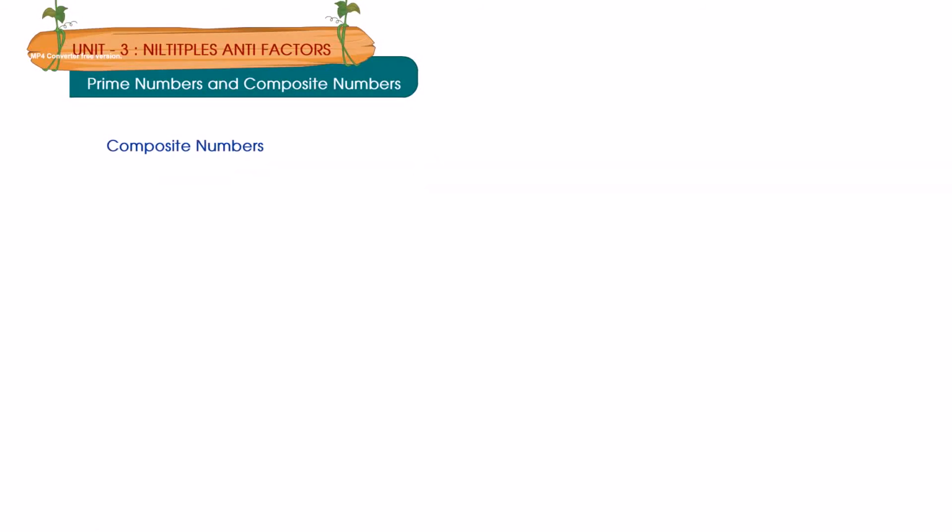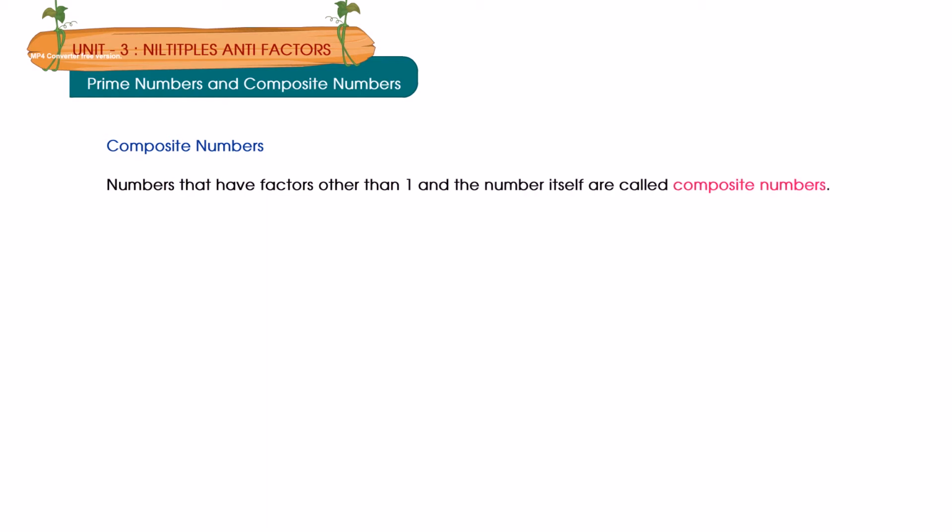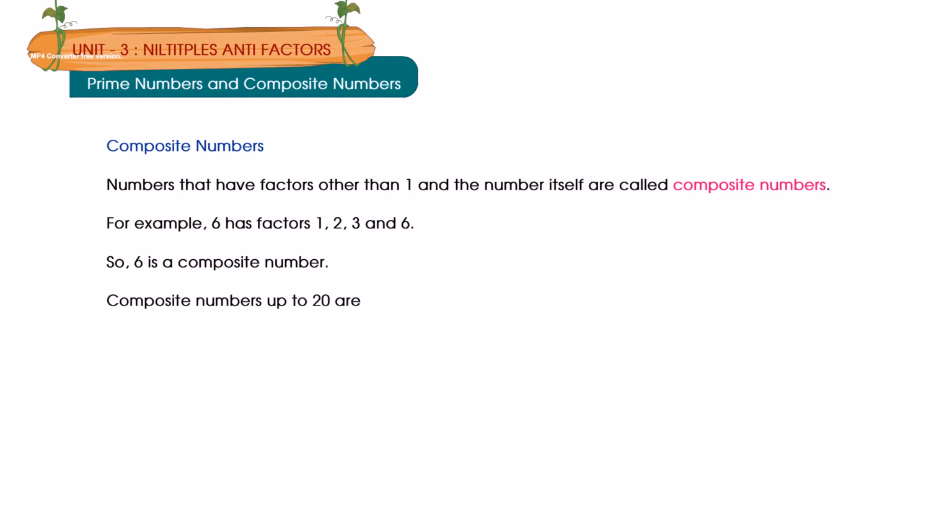Composite numbers: numbers that have factors other than 1 and the number itself are called composite numbers. For example, 6 has factors 1, 2, 3 and 6. So, 6 is a composite number. Composite numbers up to 20 are 4, 6, 8, 10, 12, 14, 16, 18, 20.